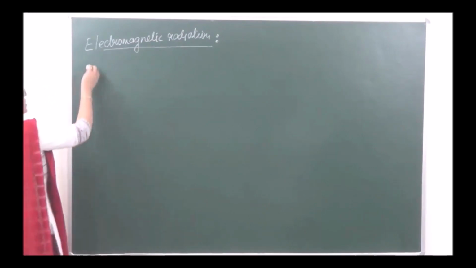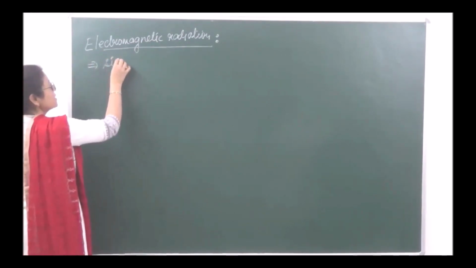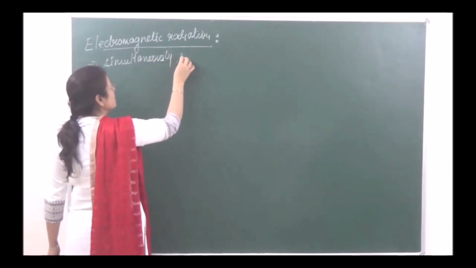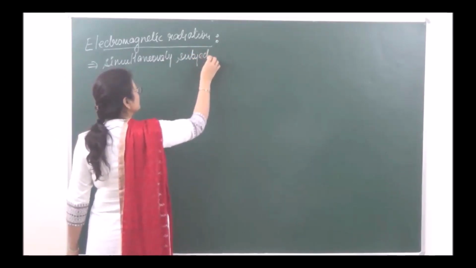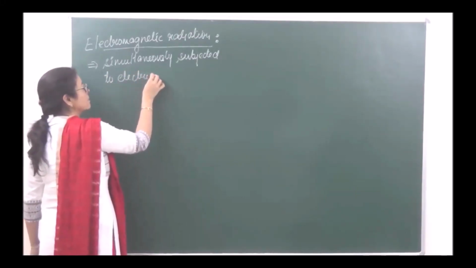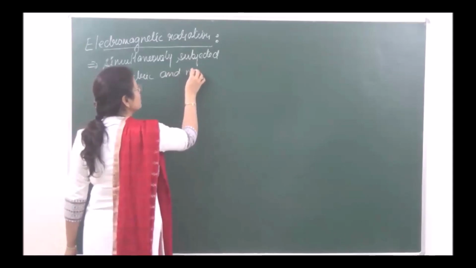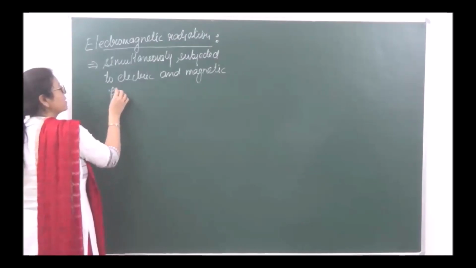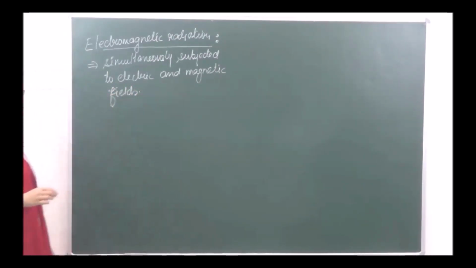It is the radiation which is simultaneously subjected to electric and magnetic fields, right? So any radiation which is simultaneously subjected to an electric field and kept in a magnetic field, they are known as electromagnetic radiations.